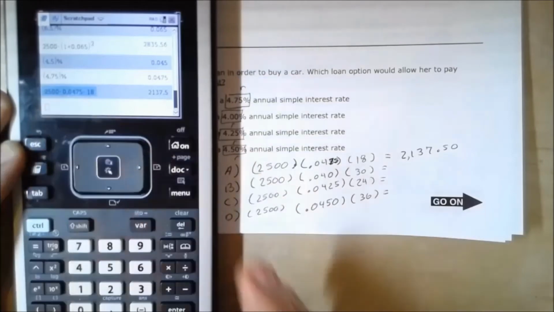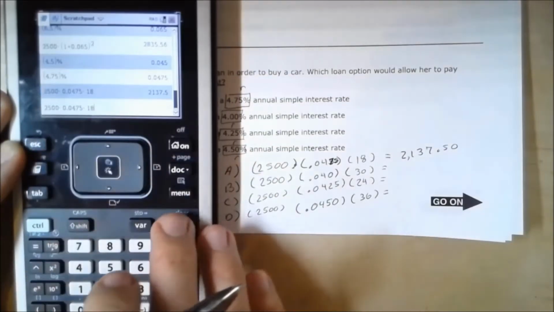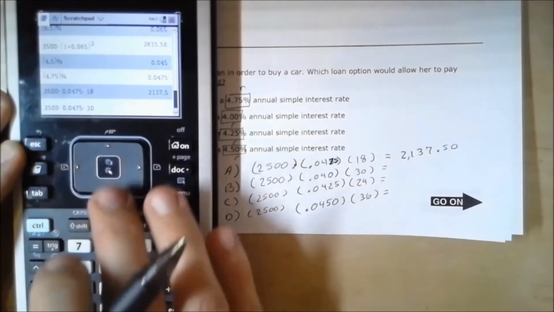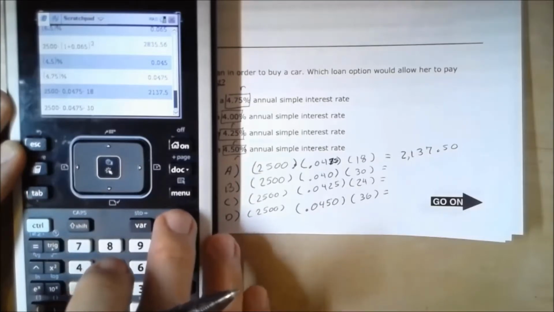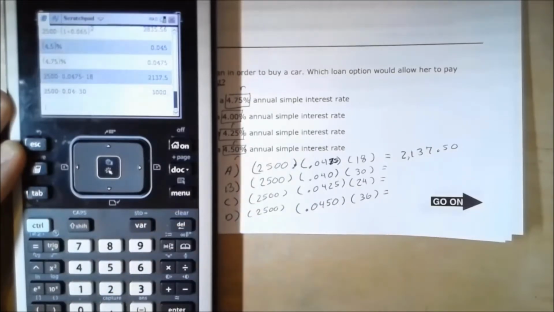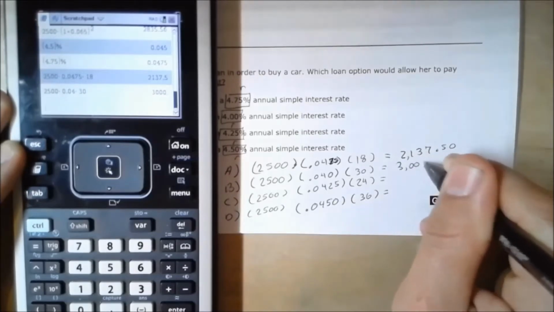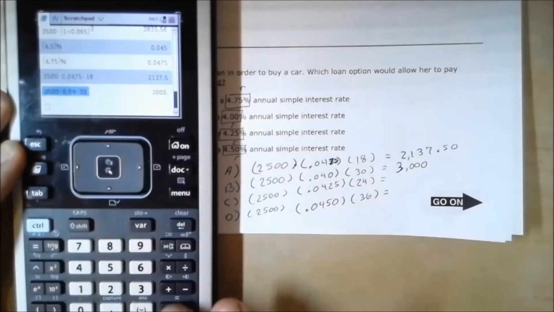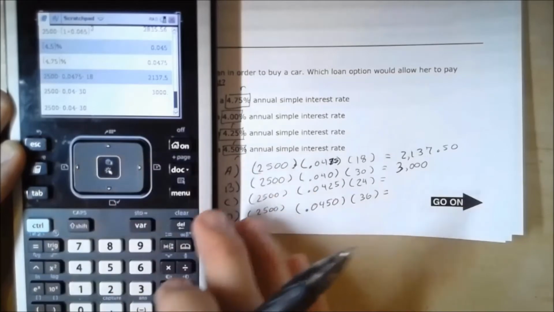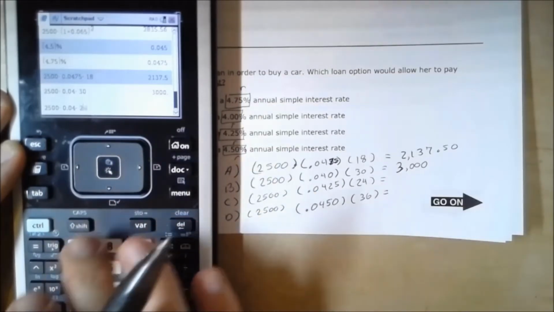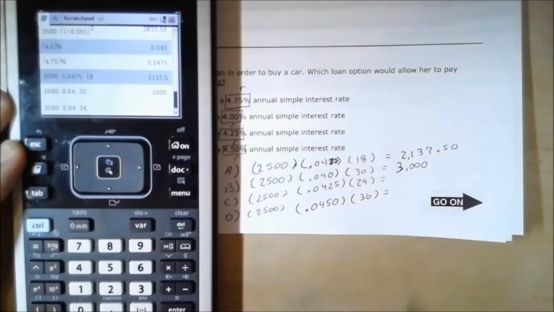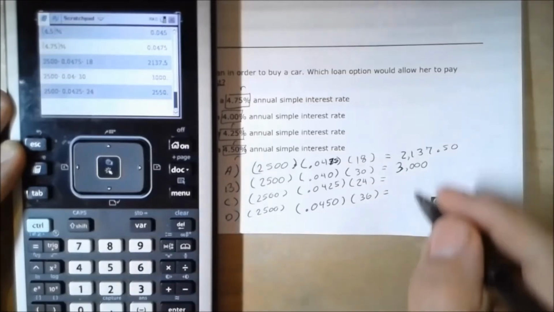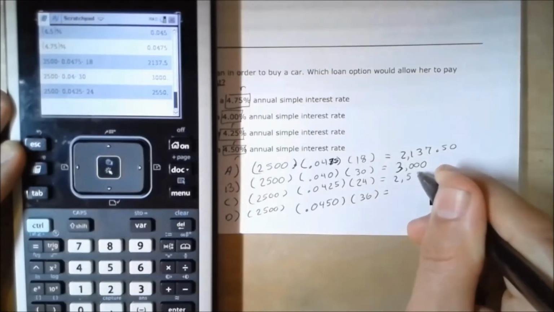So for the next one, instead of me retyping all this stuff in, if you notice, I just hit the up button to go back up to it. I'm going to hit enter because the only thing that's changing is the time and the interest rate. So I'm going to change that 18 to a 30. And I'm going to change my interest rate, that 475 on this one, to just 040. Hit enter. It's going to cost her $3,000. The next one, I'm going to do the same thing. Just go up so I can change it. And for the time, it's going to change to 24 months. For the interest rate, it's going to change to 0.0425. So we're going to put a 25 in there. Hit enter. 2,550.